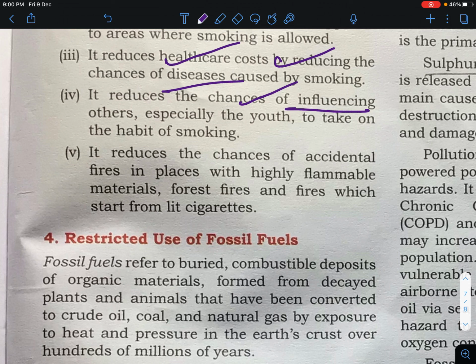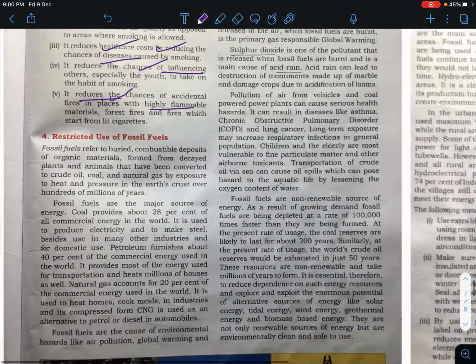It reduces the chance of accidental fires in the place. The next point is that it is going to reduce the chance of accidental fires, with highly flammable materials, forest fires, and fires started from a lit cigarette. If we create a no smoking zone, we are making the place safer, and it is not going to allow forest fires and fires started by lit cigarettes.